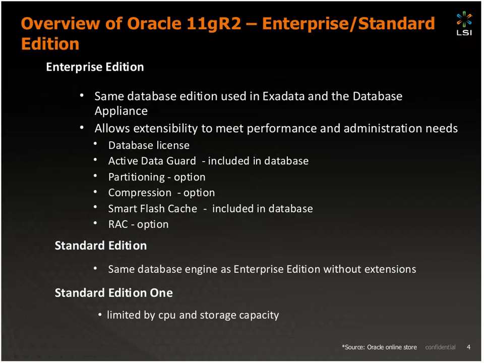Some of these features, Active Data Guard, is included in the base Enterprise Edition, but partitioning, compression, and RAC are options that you can get licenses for from Oracle. The Standard Edition is the same database engine as the Enterprise Edition, but you're not allowed to extend it with those additions, like partitioning and RAC. And there's Standard Edition 1, which is limited by the number of CPUs and the storage capacity.